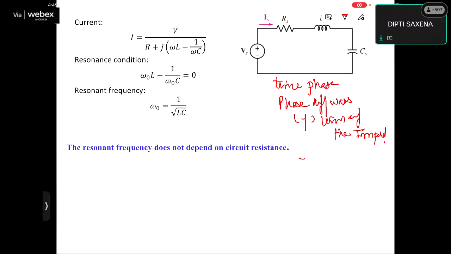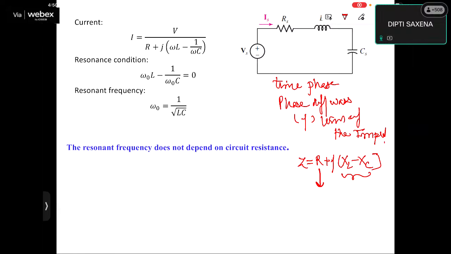Suppose the impedance is R plus jXL minus XC for this RLC circuit. What will be the condition when this RLC circuit will behave so that the voltage is in time phase with the current? It should behave like a resistive circuit. Only there are the voltage and current in phase with each other. What does it mean? It means that the imaginary part of the impedance should be equal to 0.